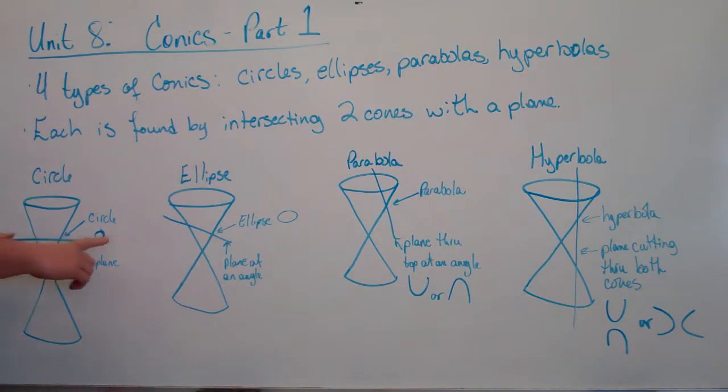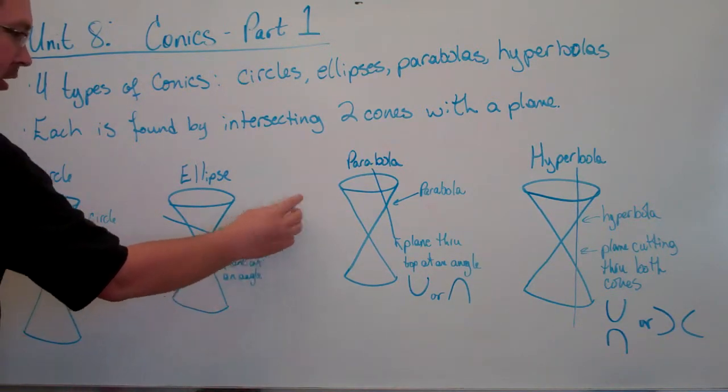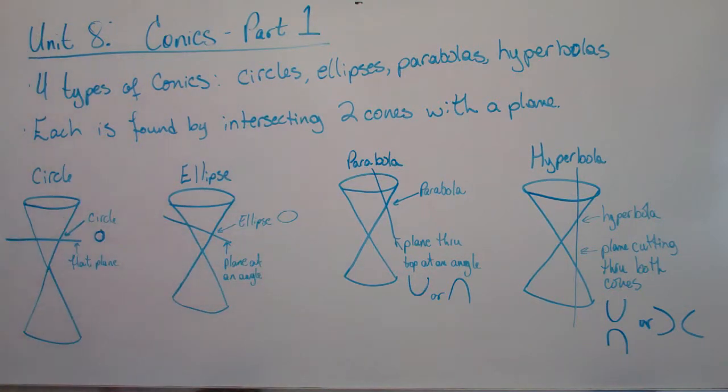Now, if you were to take that plane and just angle it through, and then look at it, instead of making a circle, it would elongate it a little bit, and it would make it into an ellipse.